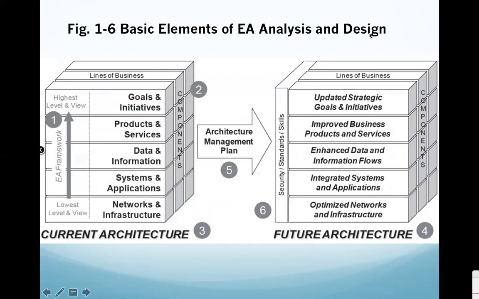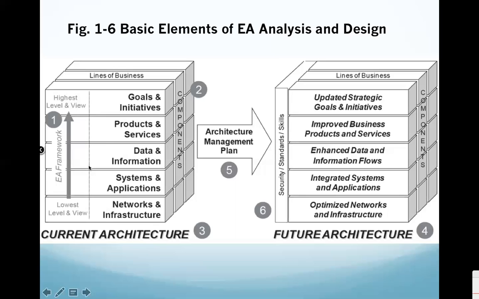Okay, so let's talk about doing EA now. We have frameworks, we have components, we have the current architecture. To get to the future, so here's where we are, here's where the organization is now, current. Here's where it wants to be, here's where it needs to be, say there's a new strategic goal. What must we do to move from the current architecture to get to the future so we can support that goal and meet that goal, right? Here we are now, here's where we want to be, how are we going to get there?